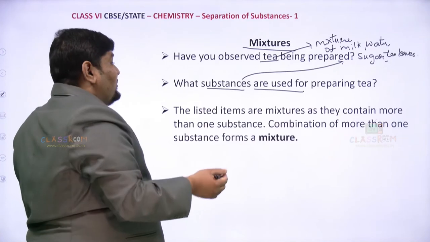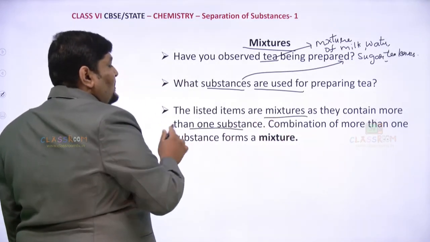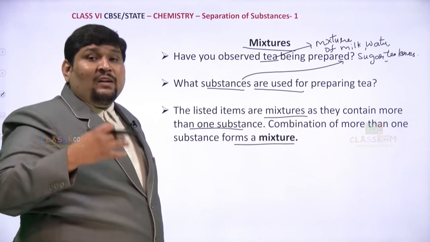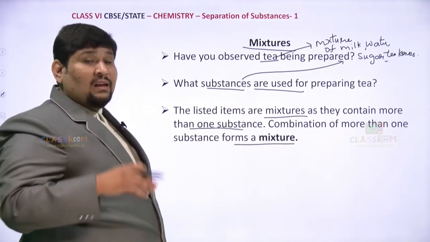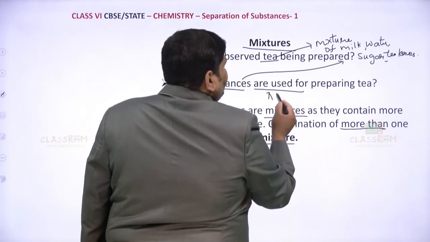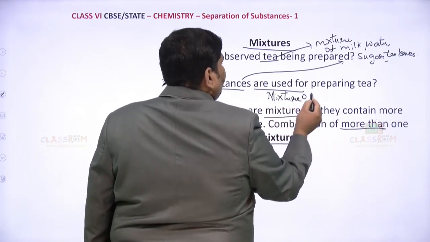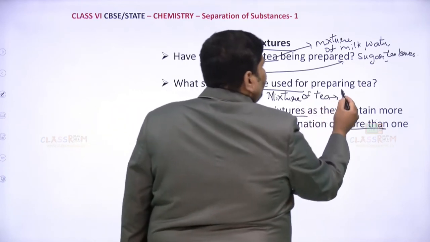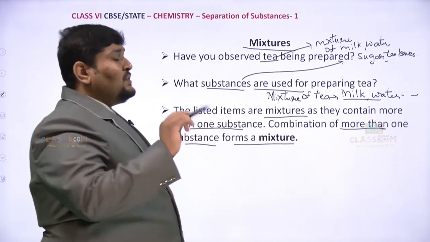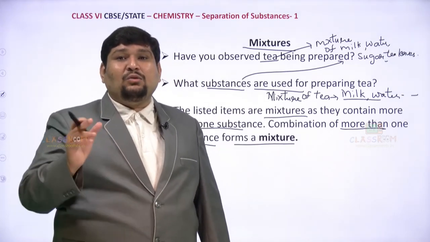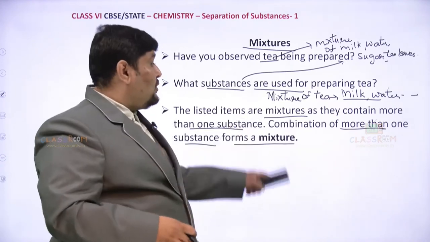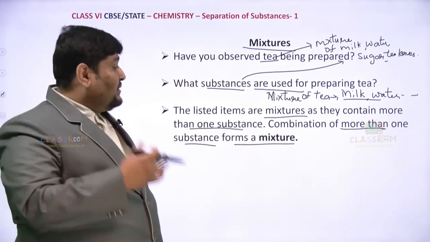Yes. The listed items are mixtures as they contain more than one substance. That combination of more than one substance forms a mixture. So how do we define a mixture? You can say a particular substance is a mixture when you find a combination of more than one substance. In the case of tea, the mixture contains milk, water and more, so there are different substances. They are found to be more than one substance, isn't it? You can say some 4 to 5 substances are mixed together. It's not just one substance. Those kinds of combinations of more than one substance form a mixture.